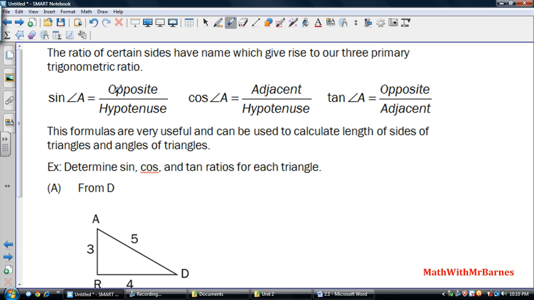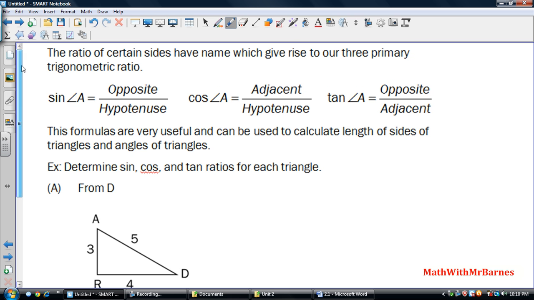You probably still don't understand the words that are coming out of my mouth right now, but eventually it'll start to sink in once we see some examples. So be patient, it'll come to you. So right now, all we need to recognize is what the formulas are: sine, cosine, and tangent.